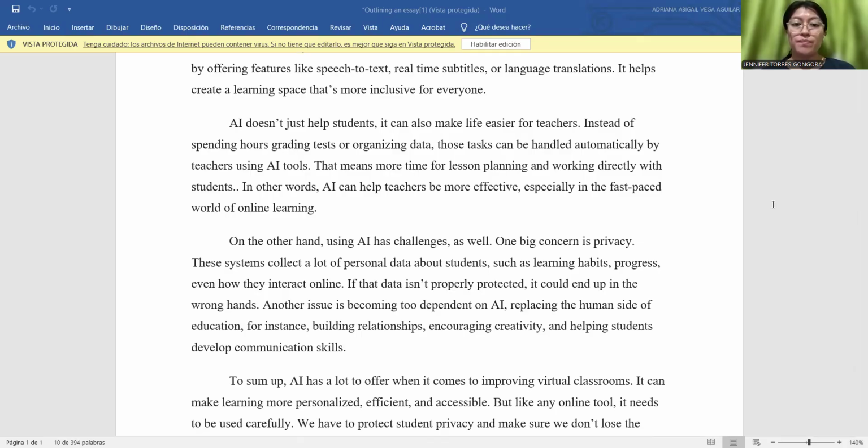The third paragraph talks about the risks of using AI. First, we mention privacy concerns. These tools collect personal data like learning habits or performance. If this data isn't protected, it could be misused. Second, there's also the risk of over-reliance on AI. If students and teachers depend too much on technology, they might lose essential human elements in education, like creativity, communication, and building real relationships.